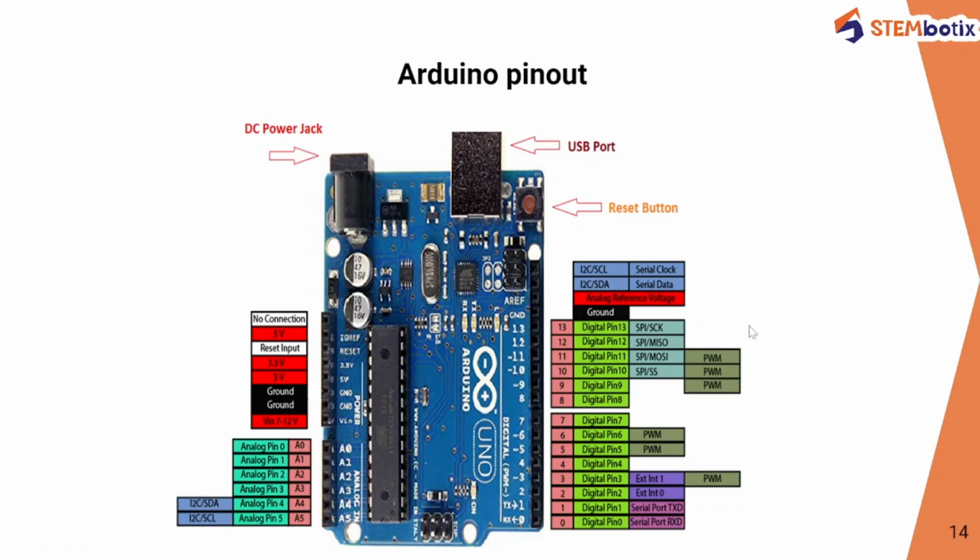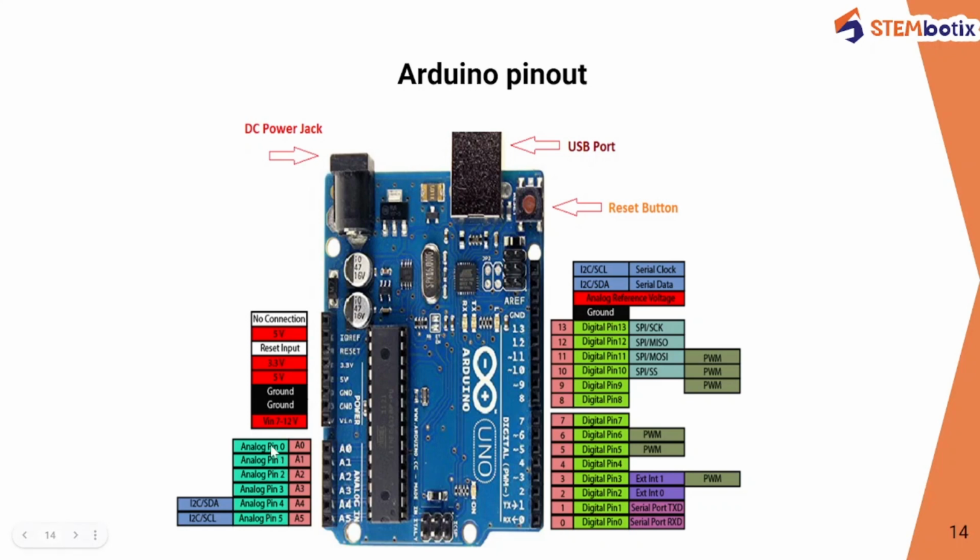Another protocol, as I mentioned, is the SPI protocol. Yes, we can use the SPI protocol in the Arduino Uno board too. Here, in numbers 10, 11, 12, and 13, we can see SPI SS, MOSI, MISO, and SCK, which are the SPI protocol communication pins.